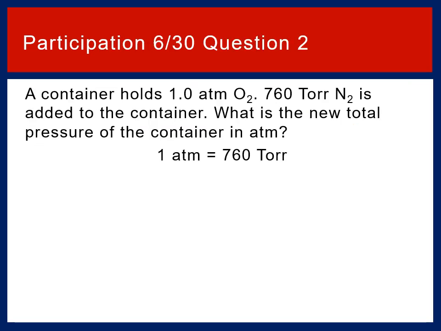Participation 630, question 2. A container holds 1.0 atmospheres O2, 760 torr of N2 is added to the container. What is the new total pressure of the container in atmospheres? There's a second question on participation 630, due Tuesday, June 30th at 11:59 p.m. over on Blackboard. Link to the assignment is right below the links to these videos. Got a conversion factor there for you.